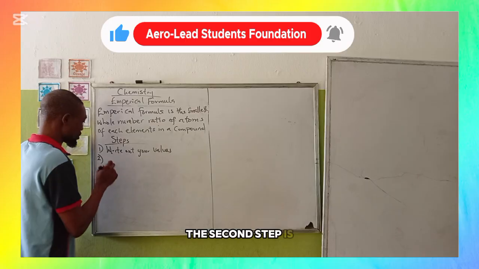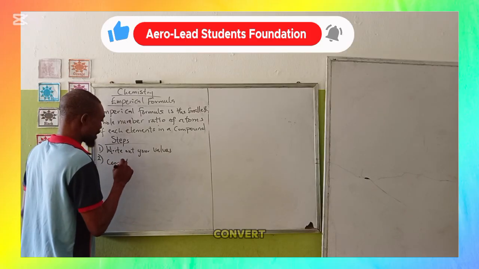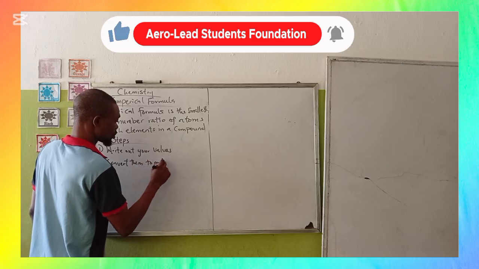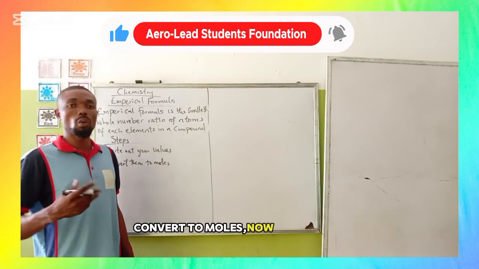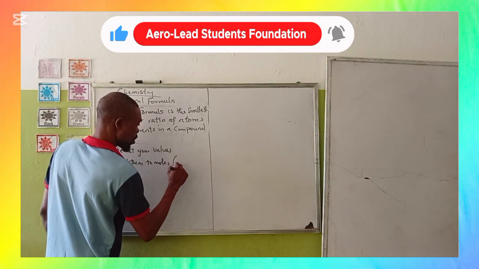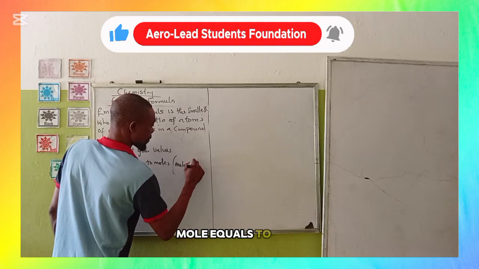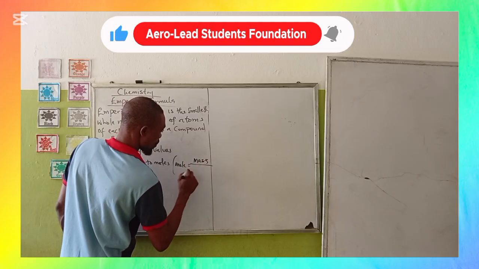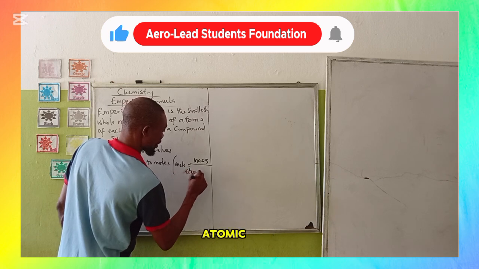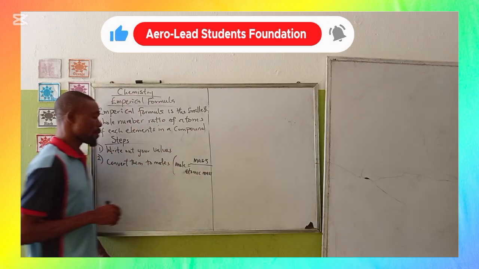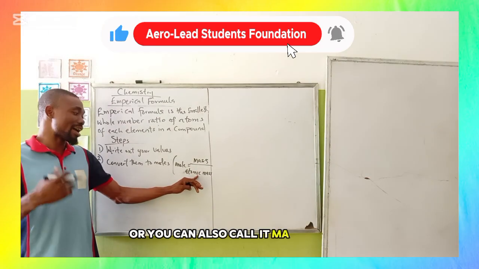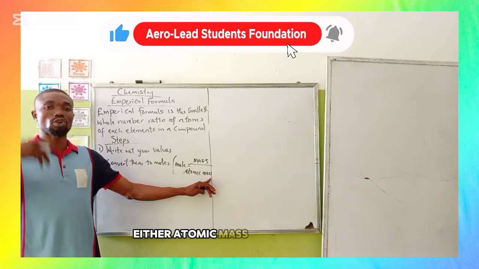The second step is to convert them to moles. Now, what is the formula for mole? Let me put it here in brackets. Mole equals mass over atomic mass. Mole equals mass over atomic mass, or you can also call it mass number, either atomic mass or mass number.